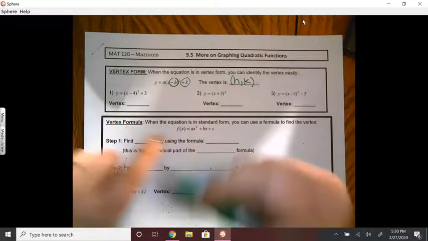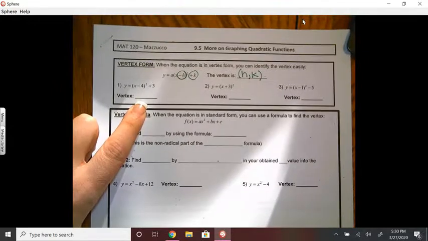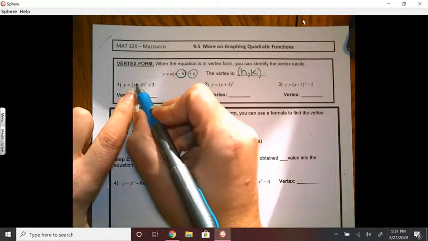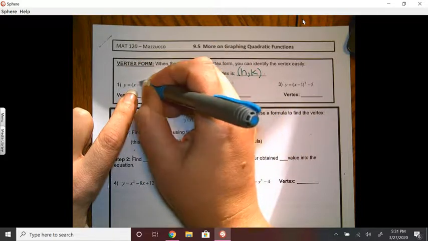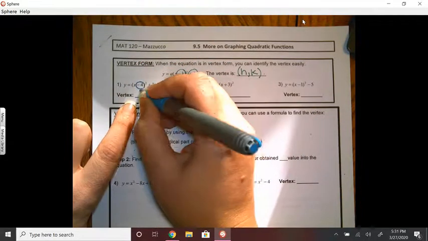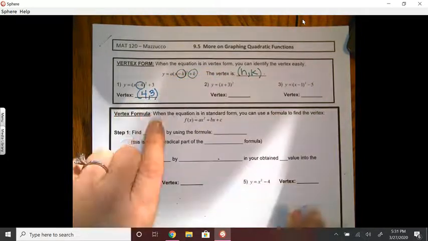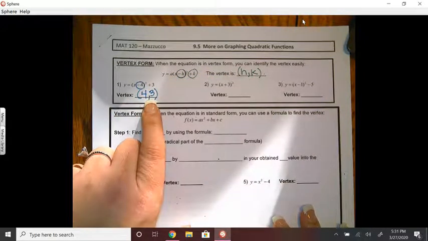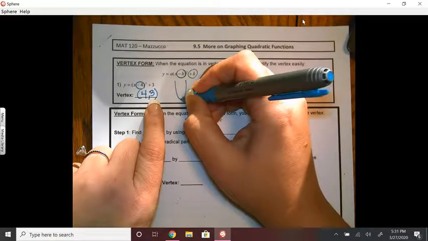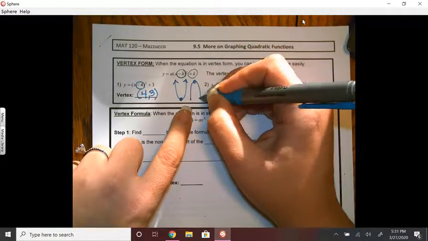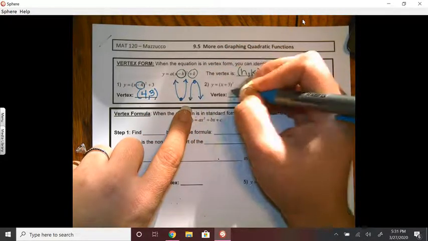Okay, so let's go ahead and review something that we've already talked about. If we look at the number inside the parenthesis with the x, we're going to take the opposite of the -4, so 4, and then 3. And that would be the vertex for this parabola. So remember, the vertex is either the very bottom of the parabola or the very top of the parabola. So that's what we're finding right now.